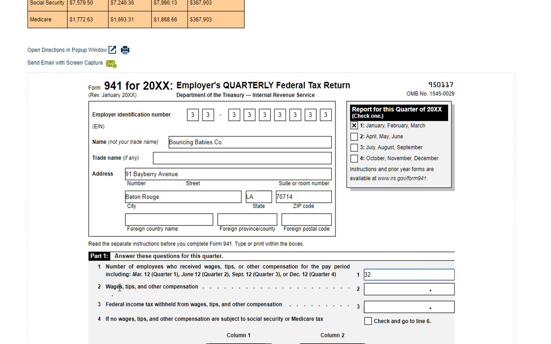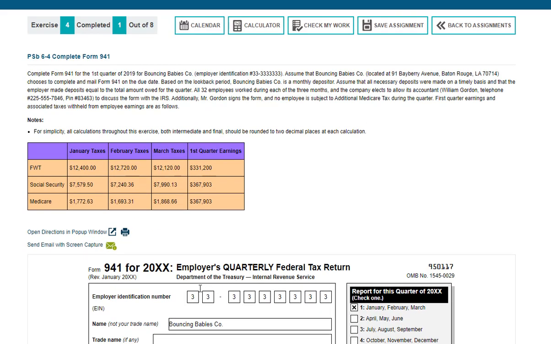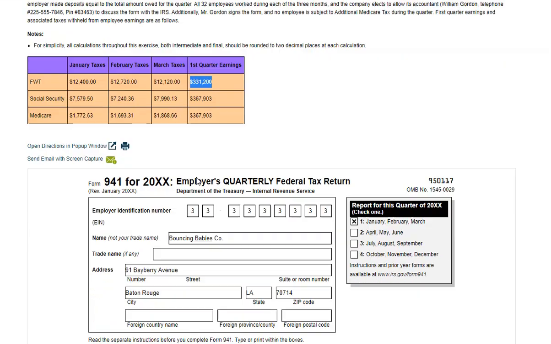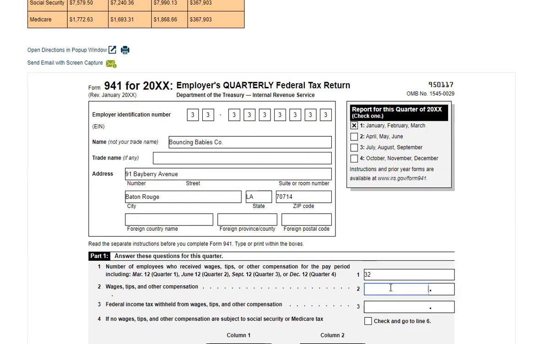Then in line 2, wages, tips, and other compensation. Where can we get that? It's right here. 331,200. It's the amount of earnings for the first quarter. 331,200. Next, line 3. Federal income tax withheld from wages, tips, and other compensation.